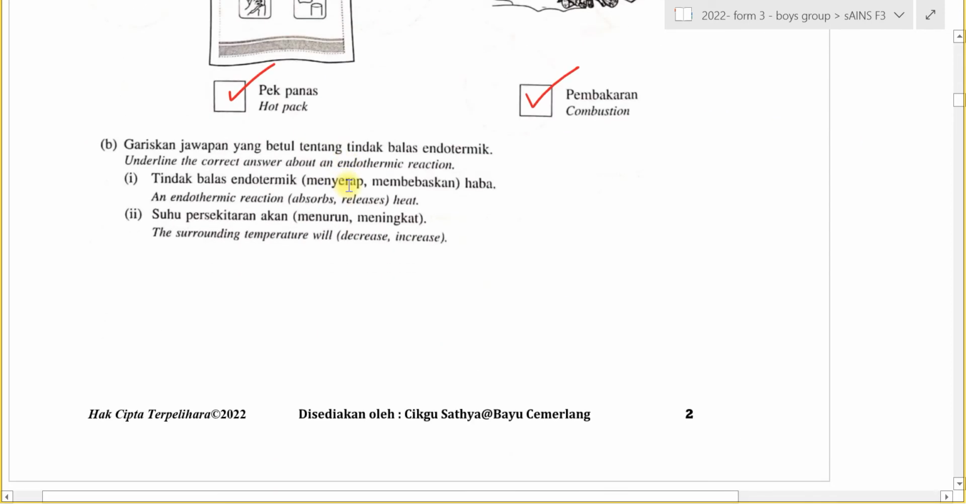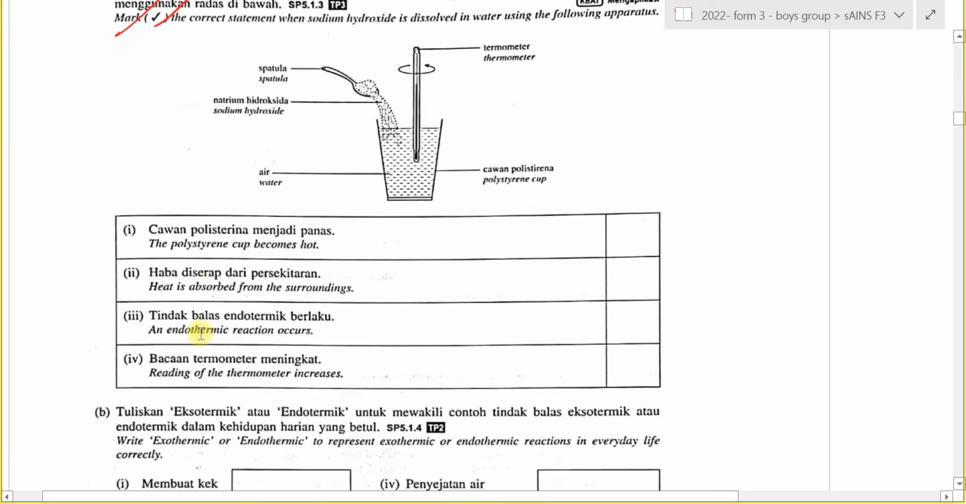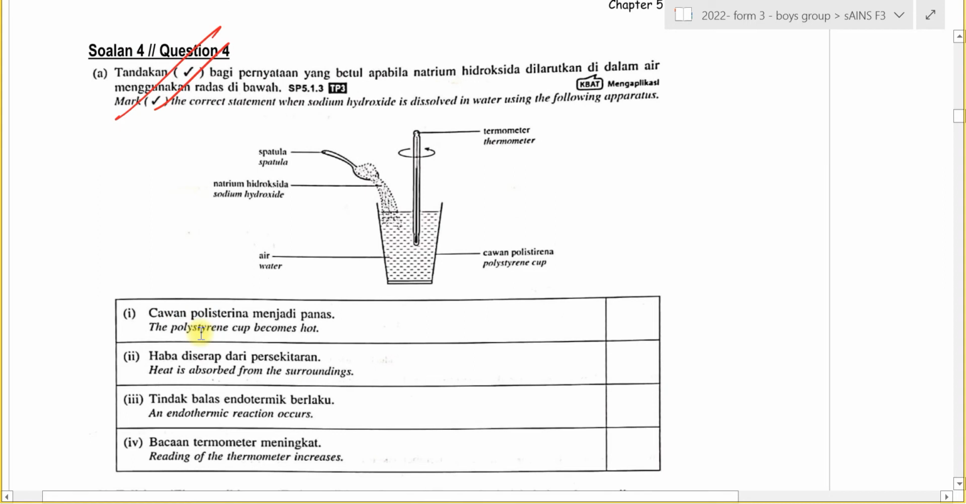Okay, and part B. Continue. An endothermic reaction absorbs heat. The surrounding temperature will decrease. Okay, thank you. Now, question 4. Adif?